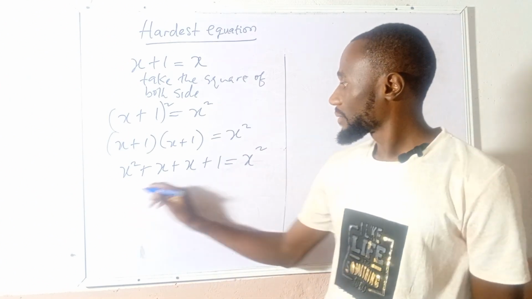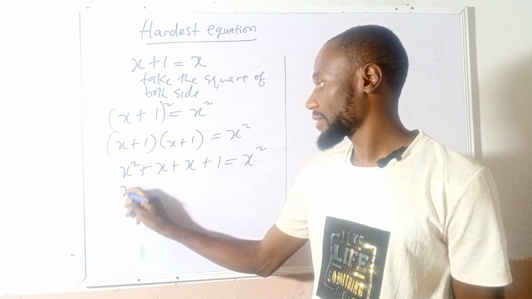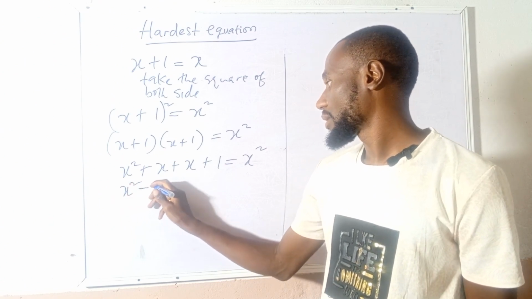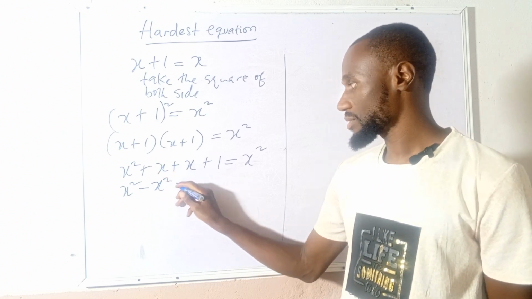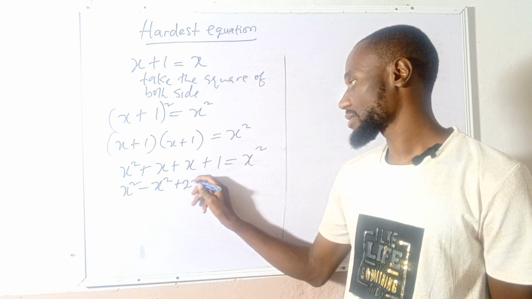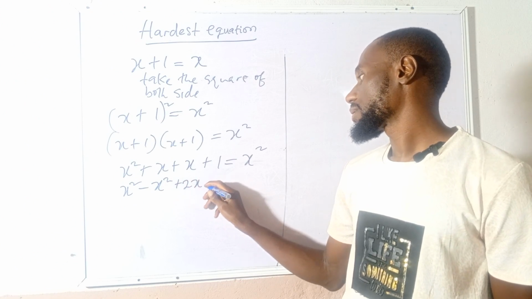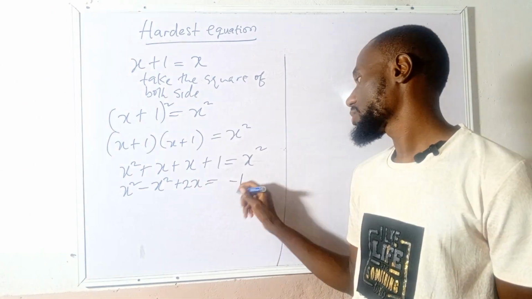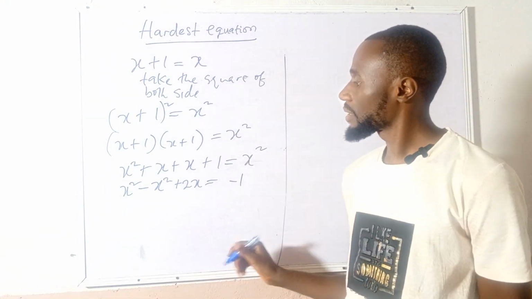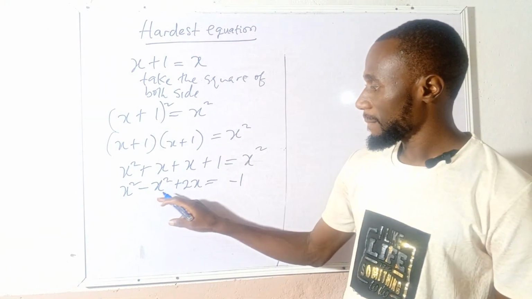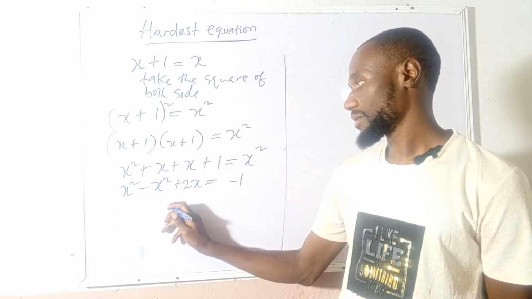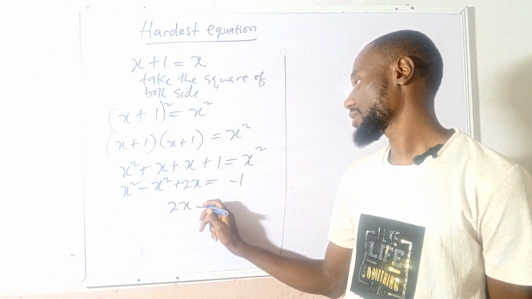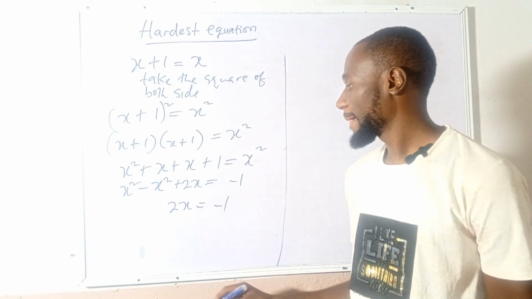Let's collect the like terms. Here we have x squared minus x squared, x plus x. Here we have plus 2x is equals to minus 1 in this side. Then x squared minus x squared is 0. Here we have 2x is equals to minus 1.